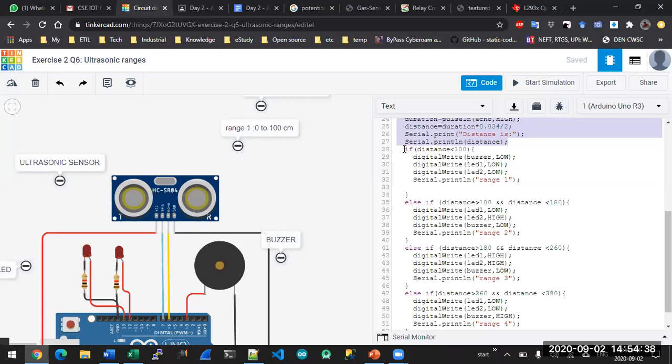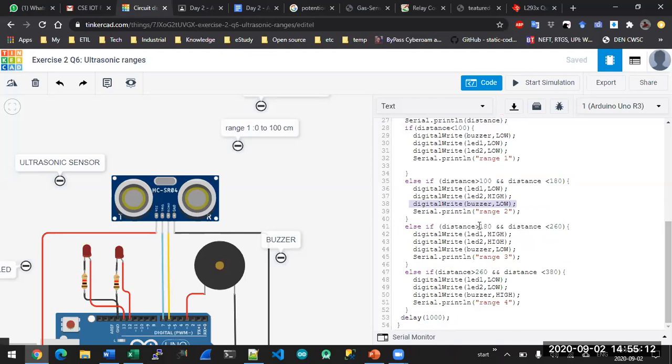And we are checking if the distance is less than 100, then that means it is in range 1. So that means the buzzer and both the LEDs are off and we are printing range 1. And similarly, if the distance is between 100 and 180, that means it is in range 2. We are turning on one LED, LED 2, and we are turning off the other LED and the buzzer and just printing range 2.